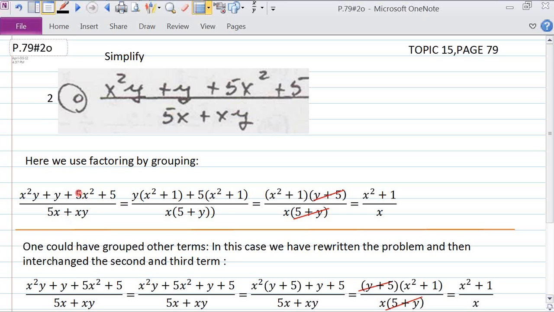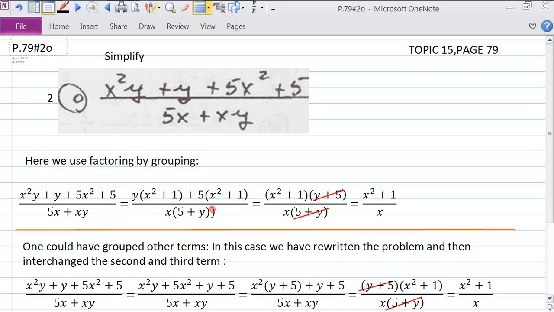Now, out of these two, I can take out the number 5 as a common factor. 5 times x squared gives me 5x squared, and 5 times plus 1 gives me plus 5. Now, on the denominator, I'll factor out the x, and I get x times 5, 5x, and x times plus y gives me xy.